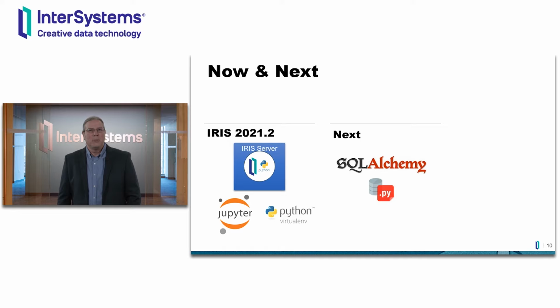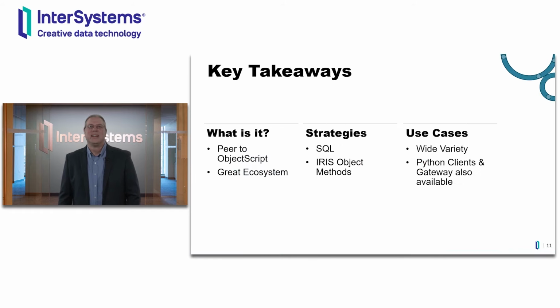And an important thing here is we're not done. We're continuing to invest in making IRIS faster and easier to use with Python. For example, in addition to the aforementioned DB API driver, we're also working on building a SQL Alchemy engine for IRIS that we anticipate releasing next year. And in case you haven't heard of them, these are both very popular database abstraction libraries.